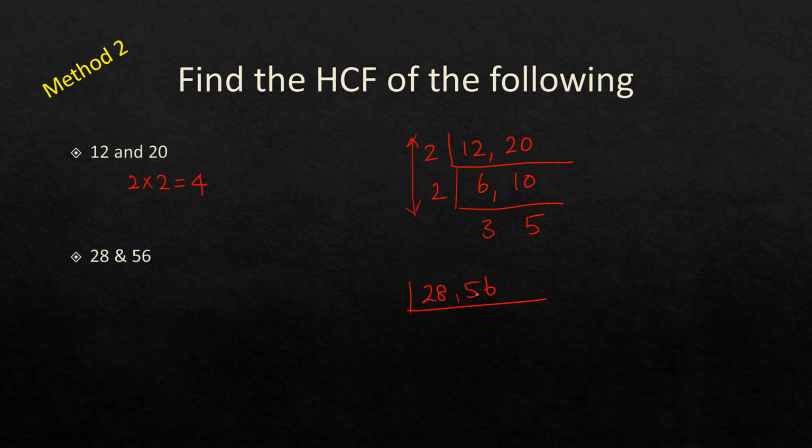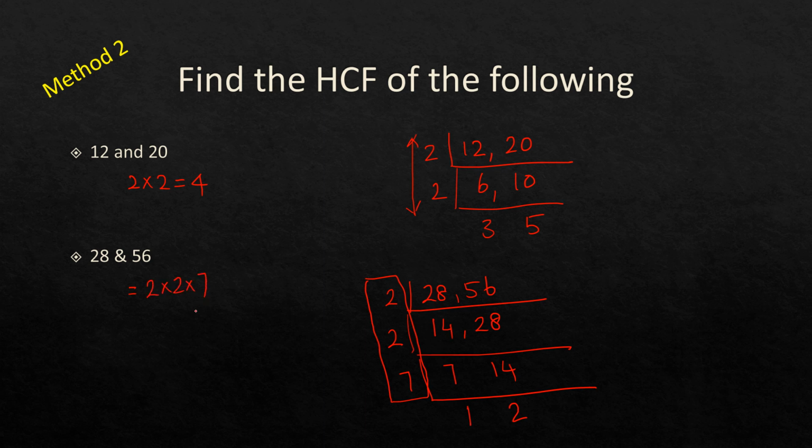28 and 56. Both are even numbers. So 2 times 14 is 28, and 2 times 28 is 56. Then 2 times 7 is 14, and 2 times 14 is 28. Now a number that can divide both of these is 7. 7 times 1 is 7 and 7 times 2 is 14. Similarly, remember, we only take what is on this vertical line. That is equal to 2 times 2 is 4, 4 times 7 is 28. So that is the highest common factor. This is one method, whereas what you saw earlier was another method. Whichever method you find easier, you could use.